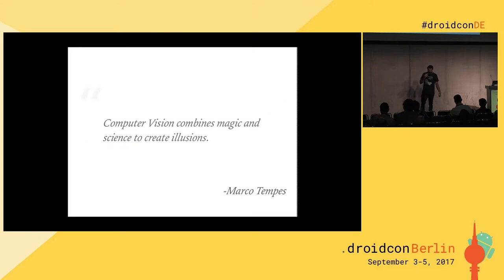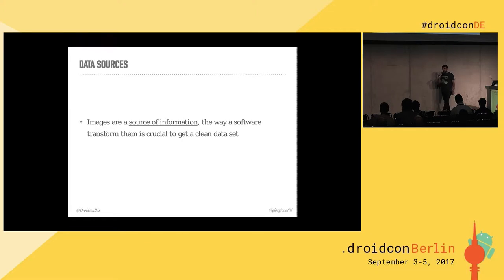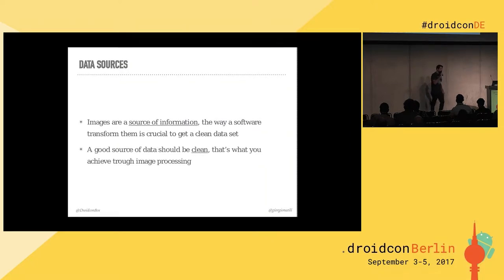Computer vision is the way you combine magic into a software and you create illusions. That's one of the fantastic definitions of computer vision by Marco Tempes, and it's pretty interesting. The point of computer vision is that you start to work with different data sources, and every single image that comes into your device is a source of information. The tricky part is that you should create and have available good data sources.